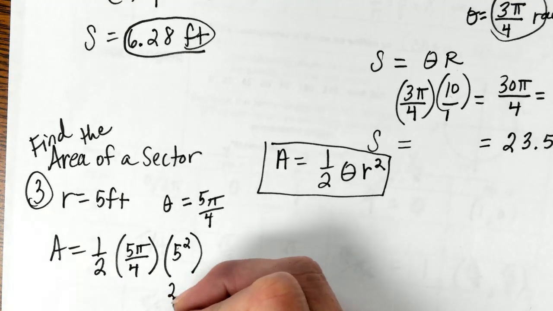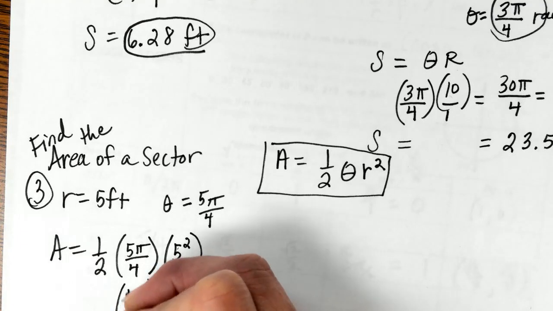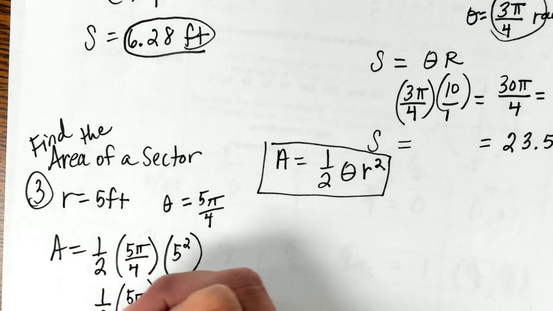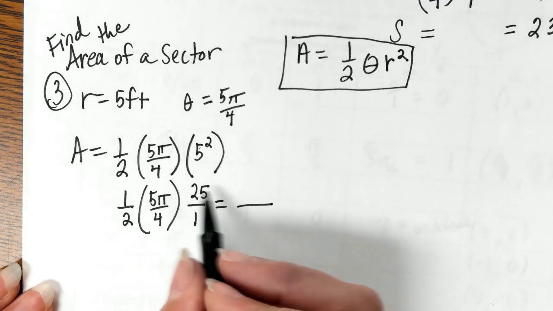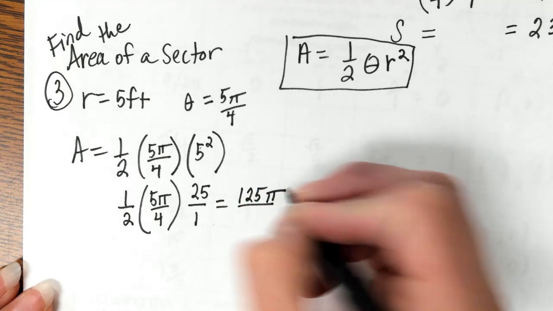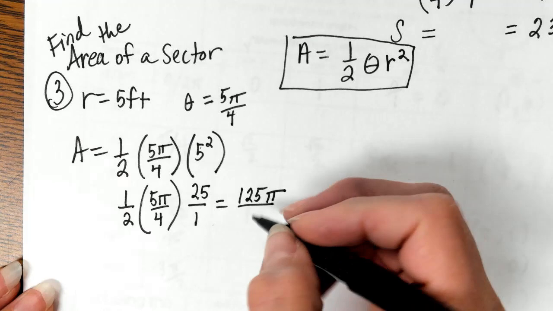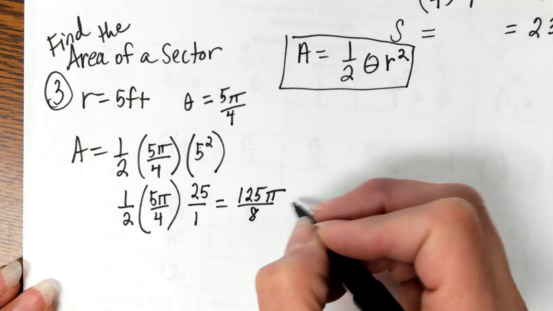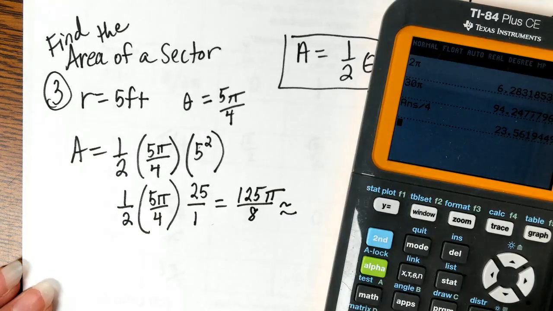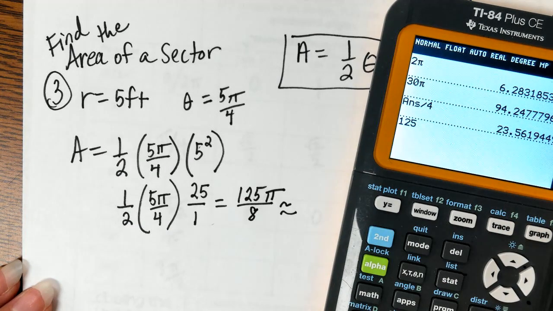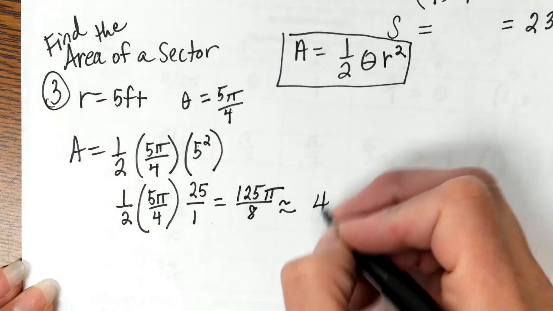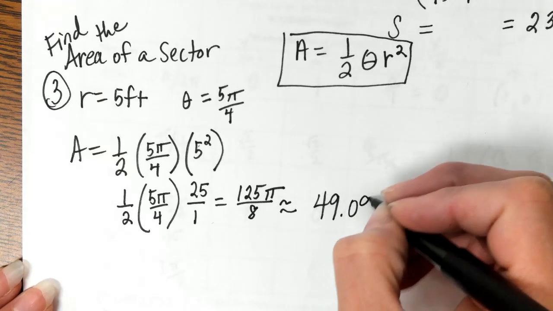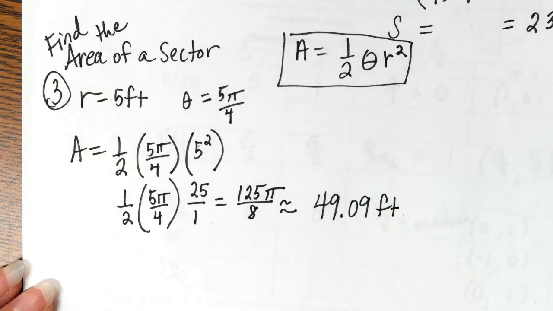5 squared is 25. I usually stick a 1 under it because of all the little fractions in this problem, and then I just multiply across the top. 5 times 25 is 125 pi. And across the bottom, 2 times 4 times 1 is just an 8. This is our answer, but if we went to get the decimal, do 125 pi divided by 8, and you get 49.09. Only this one was area, so this one is feet squared.